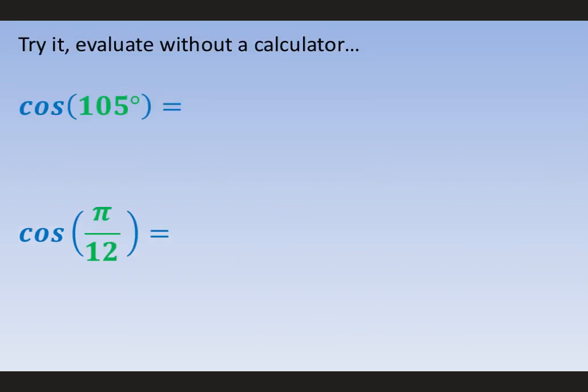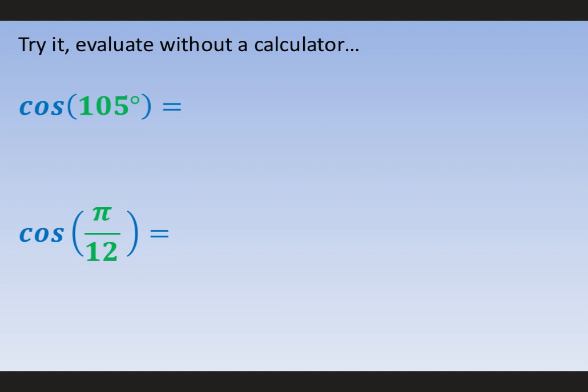All right, so here's what we have. We have two identities. We have cosine of 105 degrees and cosine of pi over 12. Now, neither of these are reference angles that we are necessarily familiar with. They're not our traditional reference angles. So what we're going to do is rewrite them as two angles that we do know how to evaluate, two things that we do know how to evaluate.